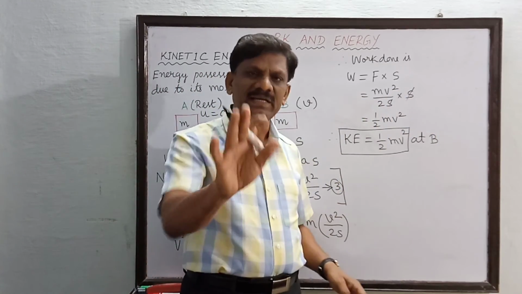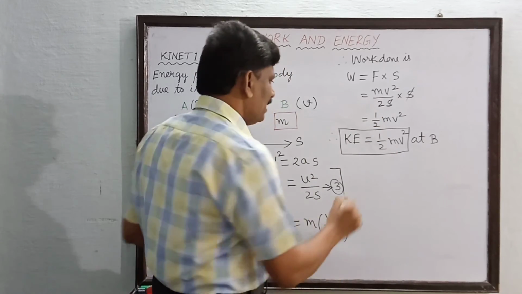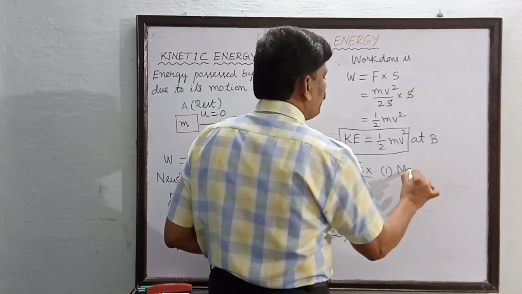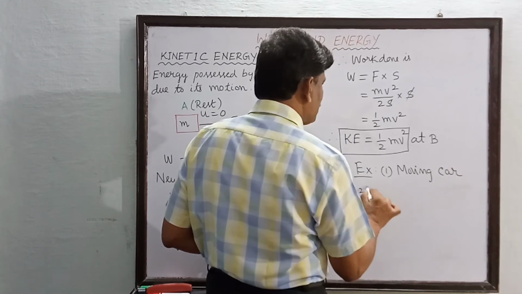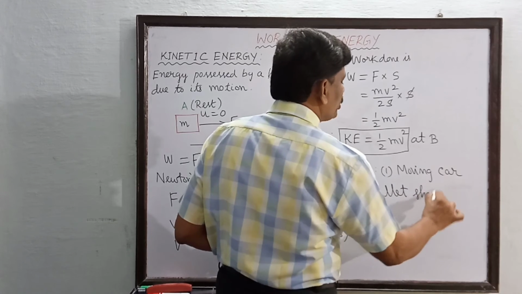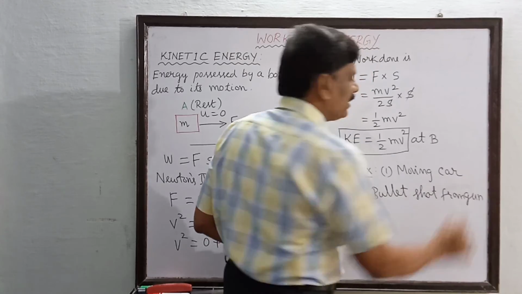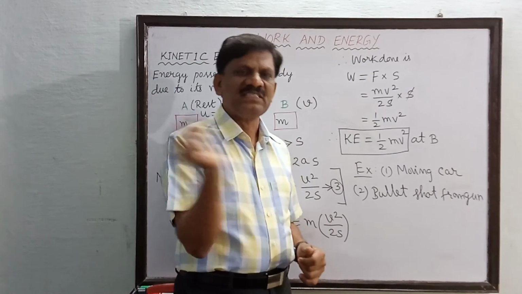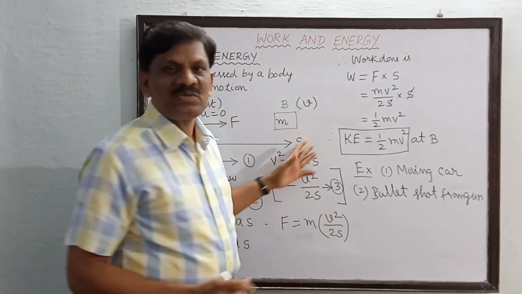The expression for kinetic energy is what? KE is equal to half mv square. Examples: what are all the examples for this? We can give a moving car. Bullet shot from a gun. The arrow which is released from a bow. So there are so many examples. Have you understood, students? Okay.